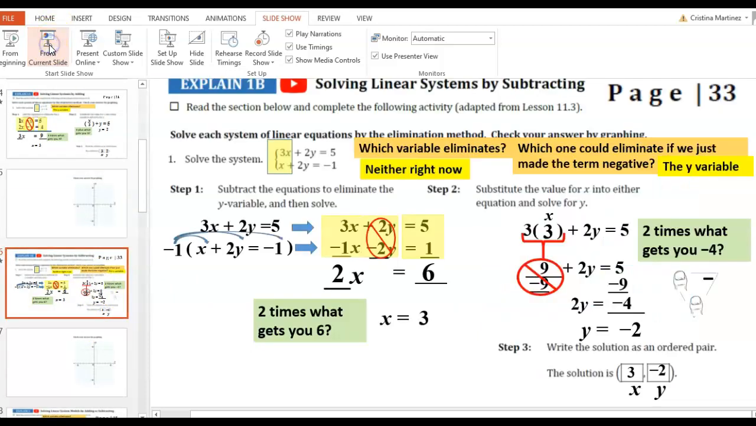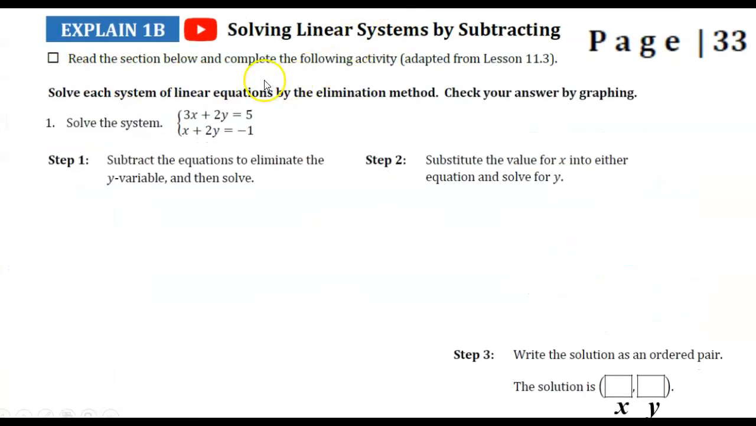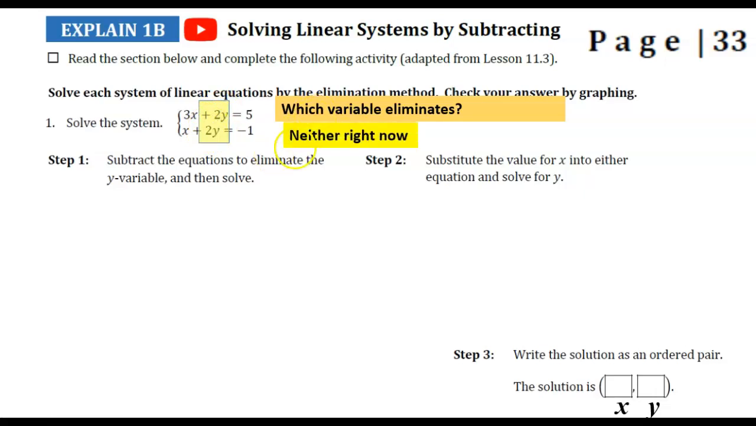For our next problem, which is solving a system by subtracting, we want to know which variable eliminates. Let's take a look at our x's. Probably not, because they have to have the same number and different signs. The y's do have the same number, but they don't have opposite signs. One has to be positive and one has to be negative, right? So neither right now.